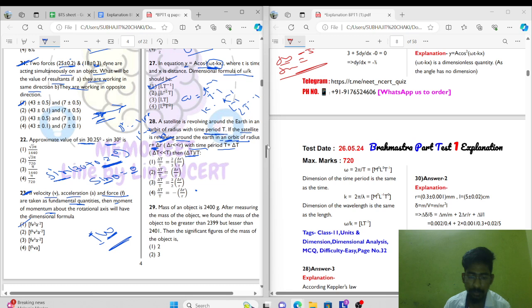I think whenever you go to the second phase of this BPT, you will get the gravitation chapter. Question number 29.